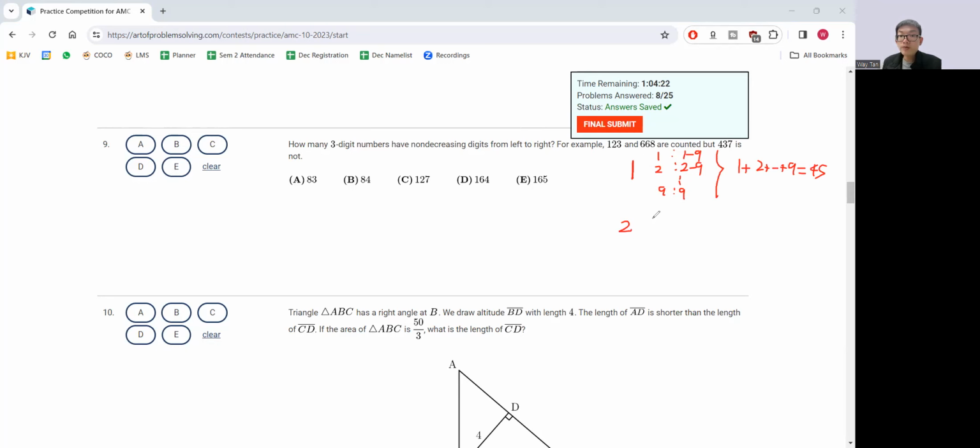Now, if the first digit is 2, then again, I can split into cases like this. And this will give me 1 to 8. So manually just adding the triangular numbers should work. And this should be equal to 165. Yeah, I just used the last digit to check.